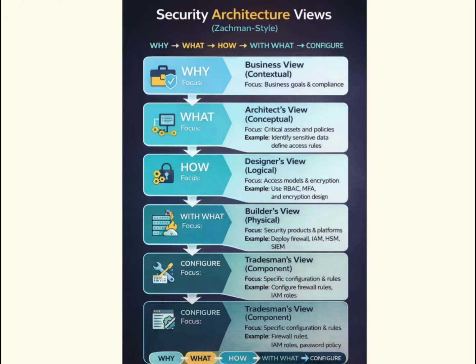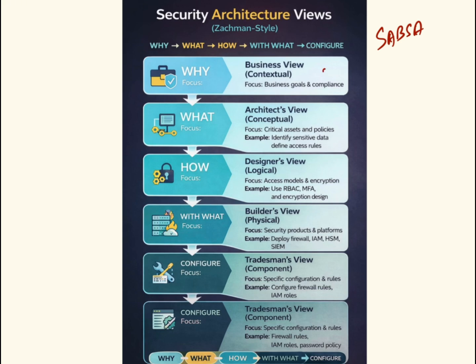In this session, we will discuss another important topic, SABSA and Zachman style thinking. So let's get started. So think of SABSA as a security version of architectural views, but strictly driven by business risks.